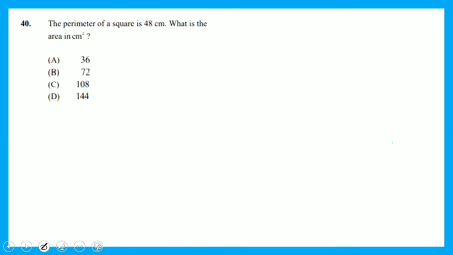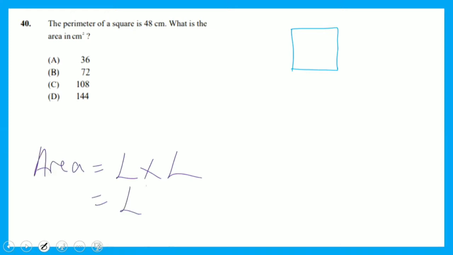Here we go. We have a square, and what do we know about the square? The lengths of the sides are going to be the same, and I'm going to attempt to draw an almost square here. We know the perimeter of the square is 48 centimeters. We want to keep the end in mind. We are asked to find area, and we know the area of a square is the length of one side times the length of the other side, or since it's a square, the same as length squared.